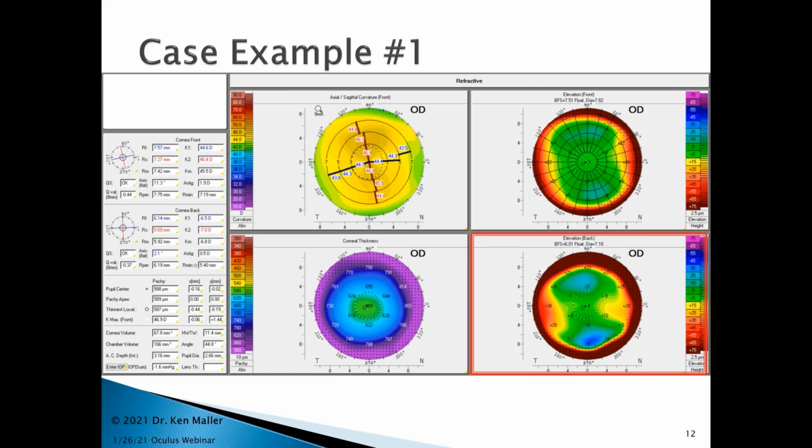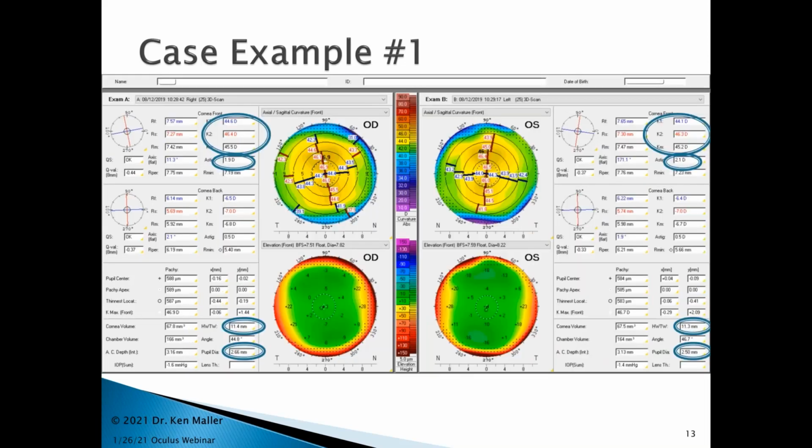And moving forward here, I've just put up the basic displays so you could see the right and left eye of this particular patient that I had. I've circled the simulated Ks and the astigmatism on both of these eyes, and we could see that the white to white is 11.4 on the right and 11.3 on the left, and the pupil is about 2.5, 2.6 millimeters there. So that's good correlation.